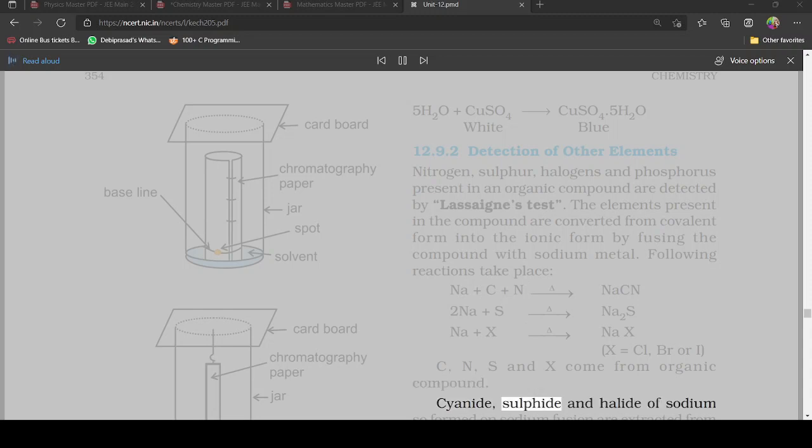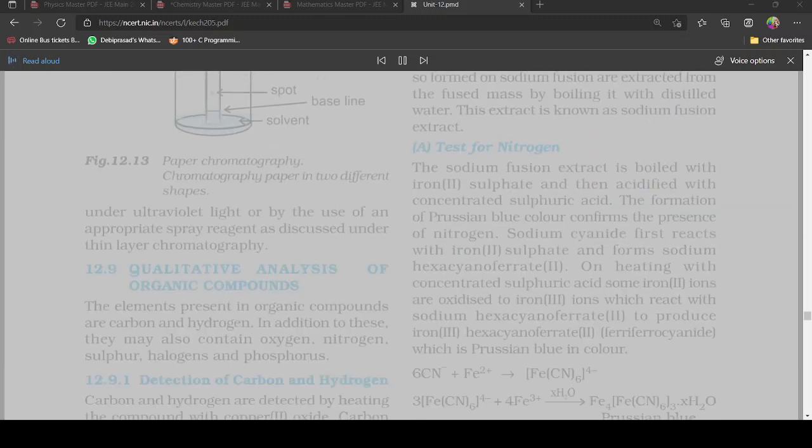Cyanide, sulfide and halide of sodium so formed on sodium fusion are extracted from the fused mass by boiling it with distilled water. This extract is known as sodium fusion extract. A. Test for nitrogen. The sodium fusion extract is boiled with iron(II) sulfate and then acidified with concentrated sulfuric acid. The formation of Prussian blue color confirms the presence of nitrogen.